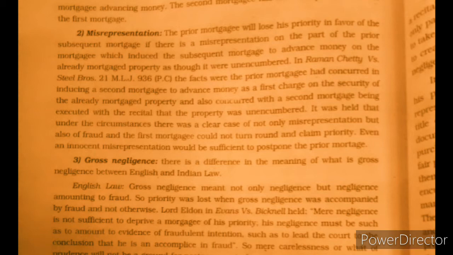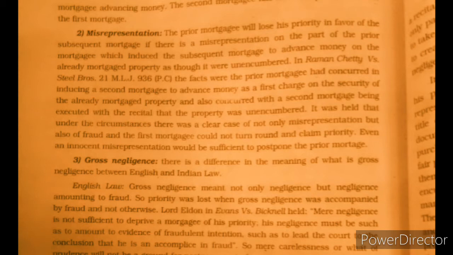had concurred in inducing a second mortgagee to advance money as a first charge on the security of the already mortgaged property, and also concurred with a second mortgage being executed with the recital that the property was unencumbered. It was held that under the circumstances there was a clear case of not only misrepresentation but also of fraud, and the first mortgagee could not turn round and claim priority.